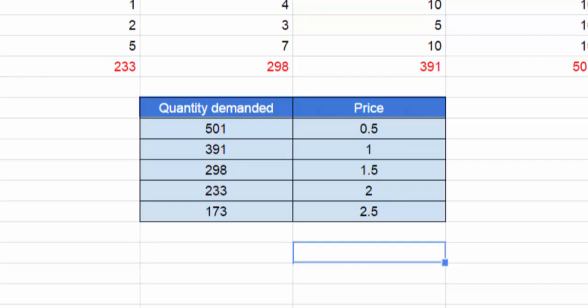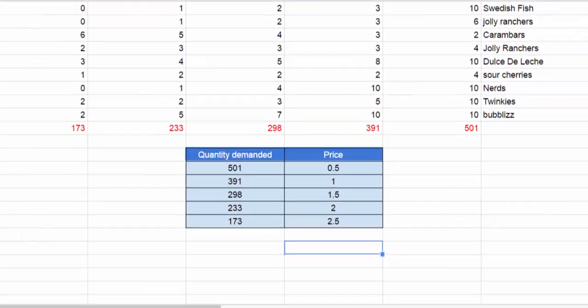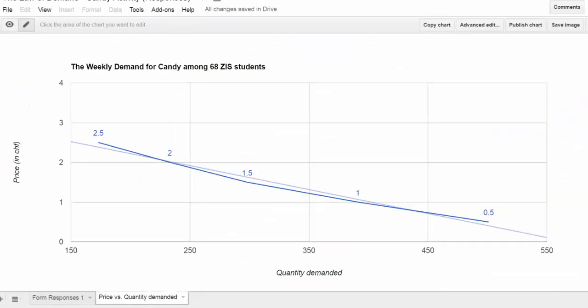That's significant, but that's not the best way to visualize the demand for candy among my 68 students in a week. Let's have a look at another way to represent the demand for candy. What we have here is actually a demand curve. In economics, we love graphs, we love models, we love to be able to visualize basic economic concepts in ways that make them easy to understand. And this is a very easy way to represent the total demand for candy among my 68 students in a week at a range of prices from 50 cents up to $2.50.